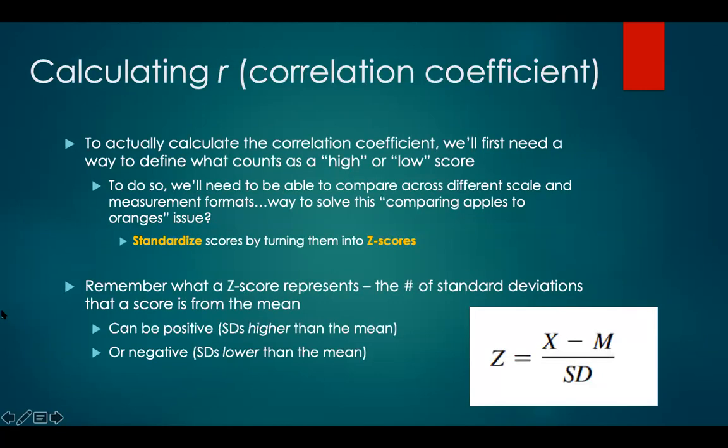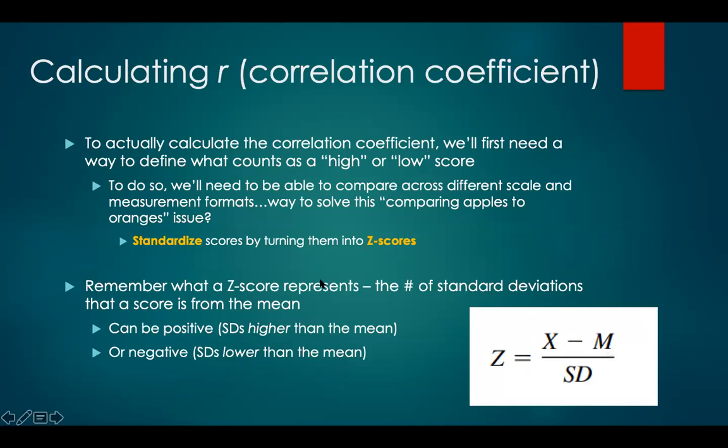Now, to actually calculate the correlation coefficient, we need a way to define what counts as a high or low score. To do so, we need to be able to compare scores across different scales and measurement formats. The way to solve this comparing apples to oranges issue is to standardize scores by turning them into z-scores.